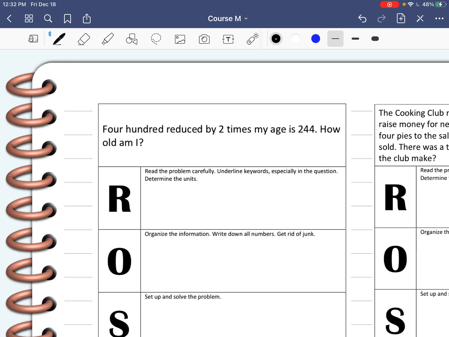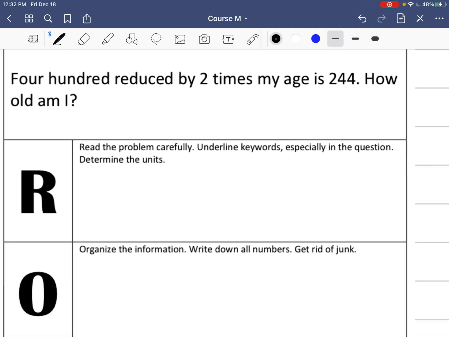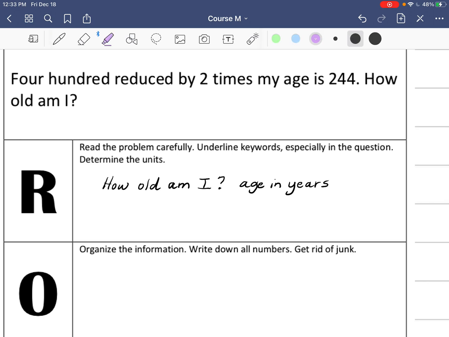This is another very classic algebra problem. It says 400 reduced by 2 times my age is 244. How old am I? So the question is, how old am I? And generally we measure age in years. So the unit that I will be looking for is years.